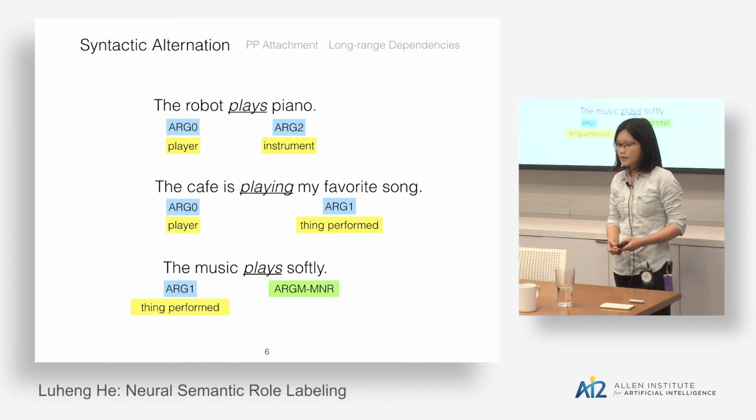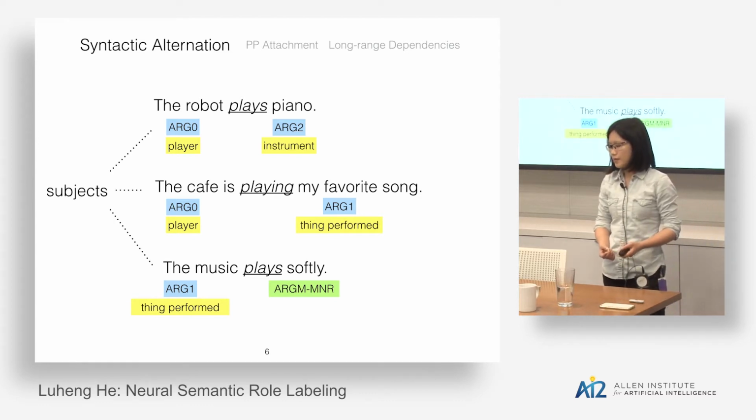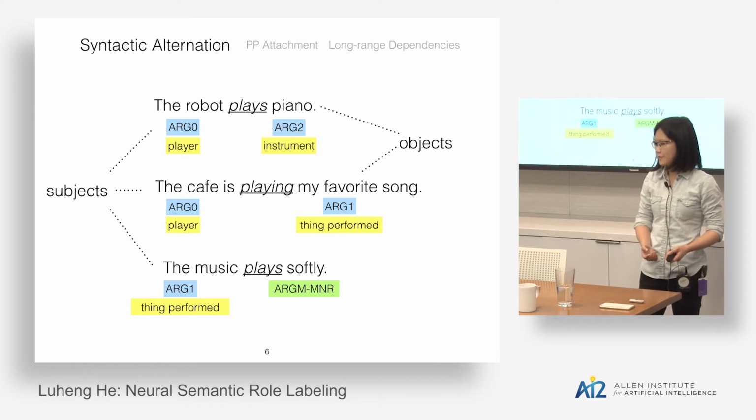Here are three sentences, all about the playing of music. The first says, the robot plays piano, the cafe is playing my favorite song, and the music plays softly. The syntactic subjects of the sentences are the robot, the cafe, and the music. But they can correspond to different semantic roles, such as arg0, the player or the performer, or arg1, the thing being performed. The objects of the sentences are piano or my favorite song. They can be either arg2, the instrument, or arg1, the thing being performed. This means that there's no fixed mapping from a syntactic structure to a semantic structure.